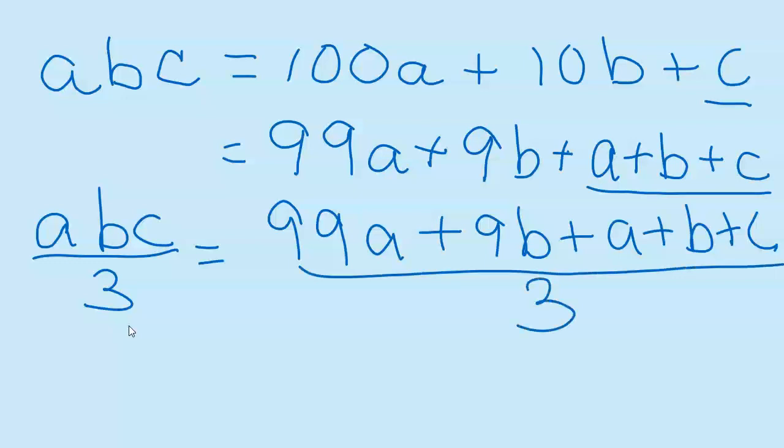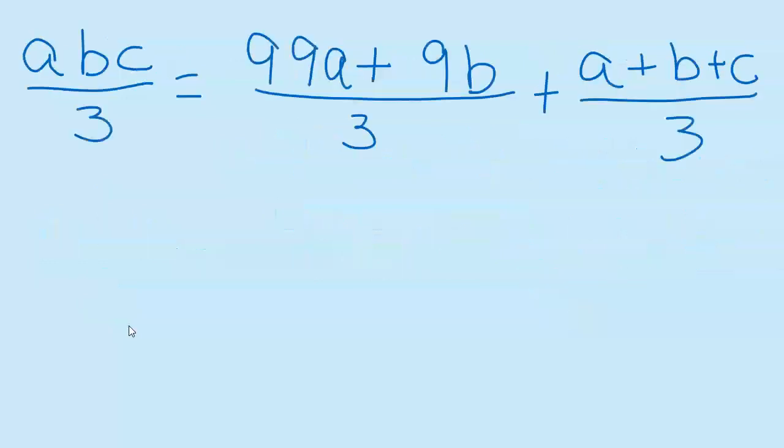Now, this, of course, is a normal property of equations, that we can divide by the same number. Well, let's see how that helps us out. What we're going to do next is separate the right side into 2 parts, showing that each of the expressions 99A plus 9B is being divided by 3, as is the sum of the digits being divided by 3.